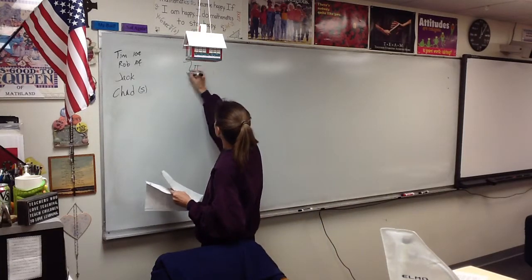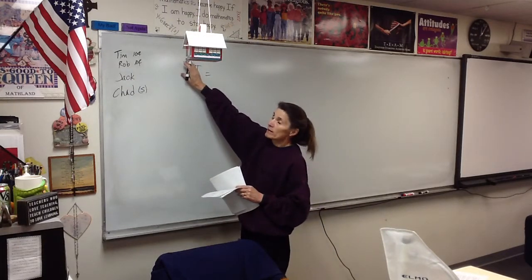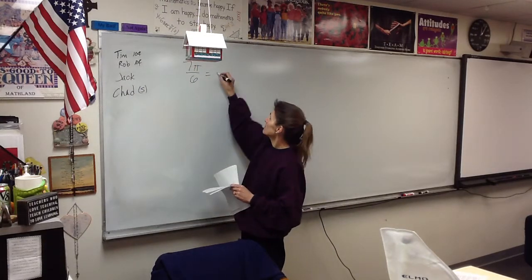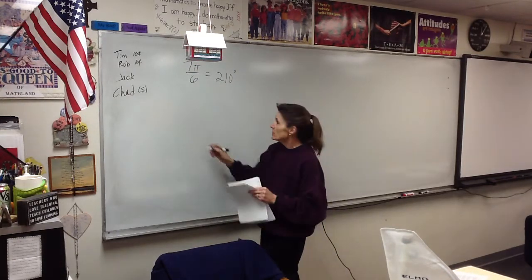7 pi over 6, we're going to change it to degrees. We've done this a zillion times. Pi is 180, divided by 6 is 30, times 7 is 210. So our answer is 210 degrees.